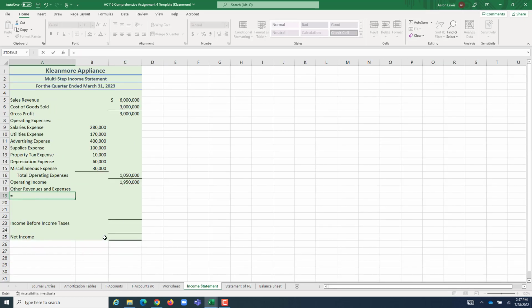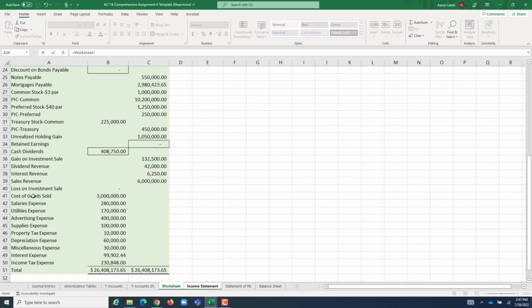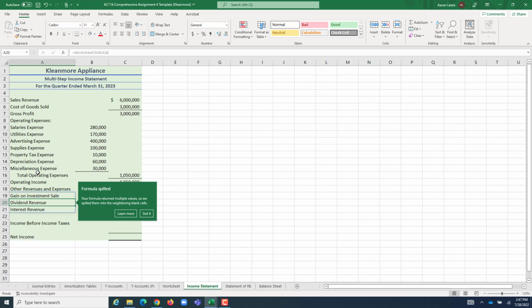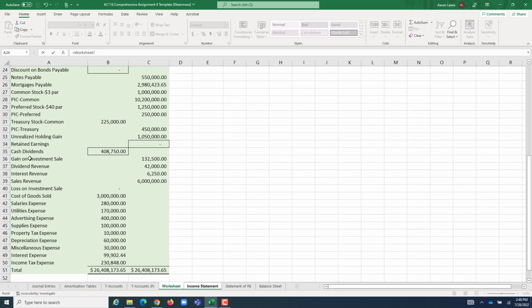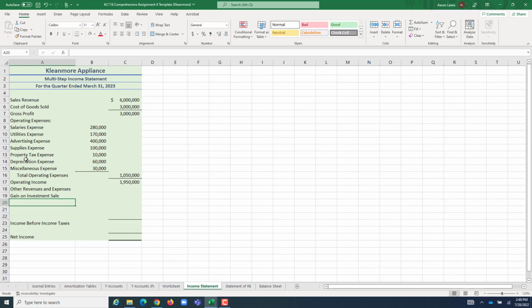So equals, and then I come back over, and from the worksheet, I grab those 3 items, and I bring it on over. I don't want that. Hey, let's try that one more time. Equals, and I go from the worksheet. I'll grab the first account that I want, which was gain on investment sale. I hit enter. Now I'll fill handle.